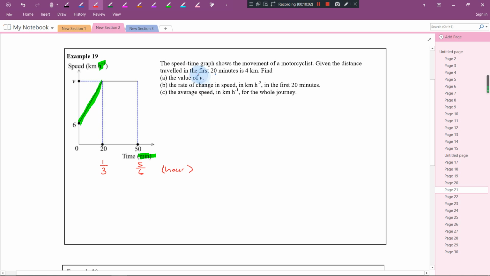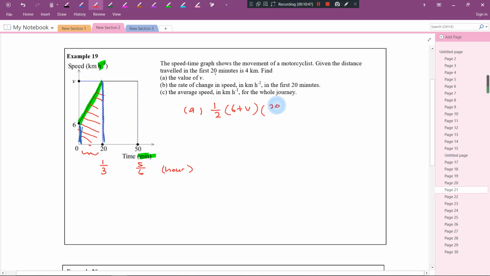So the value of V: the distance traveled for the first 20 minutes is 4 kilometers. It means that the area for this part is equal to 4, right? How do we find this area? Trapezium again. When you want to find the area of a trapezium, always start with 1 over 2, then the sum of the two parallel sides, here 6, and here we don't know the height, this is V. 6 plus V, times the height of this trapezium.